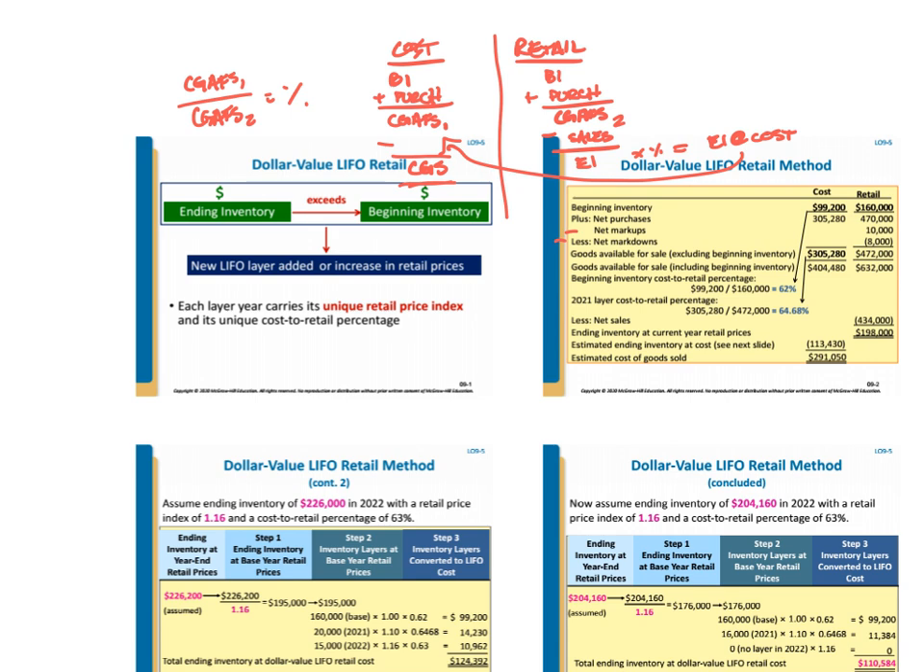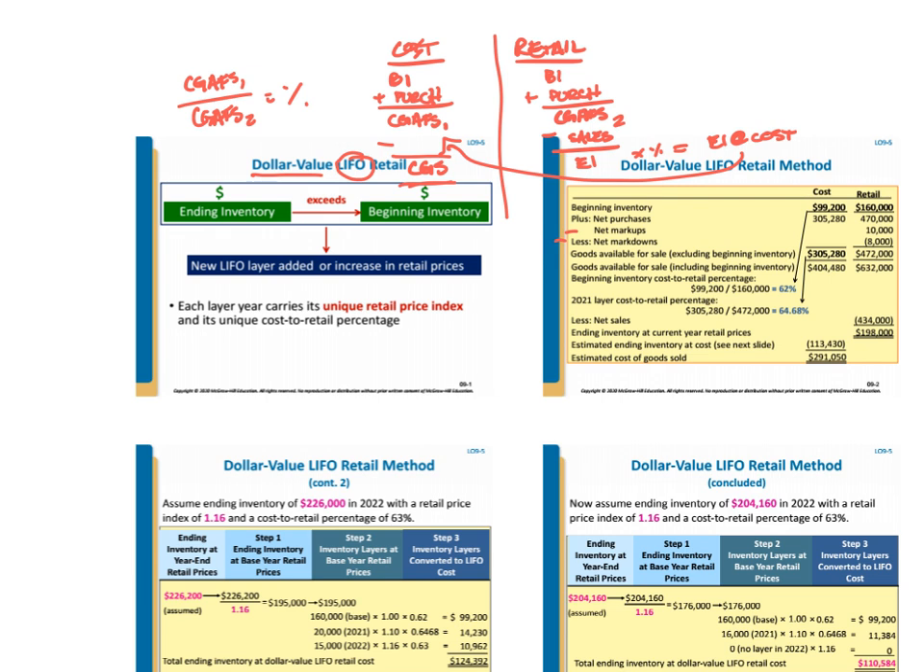And so really what we're doing is taking the concepts of LIFO RIM and combining it with something we learned in Chapter 8, which is dollar value LIFO. The idea with LIFO in general is that the acronym stands for last in, first out, meaning that the goods that you assume to be sold as part of cost of goods sold are the last ones that came in.